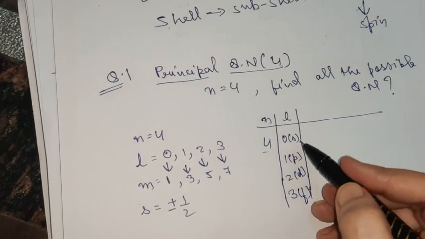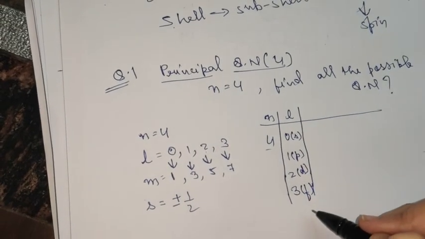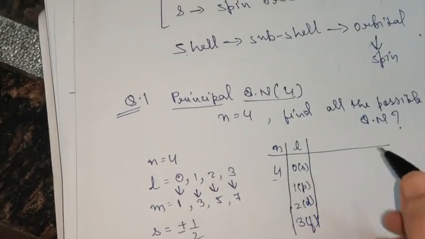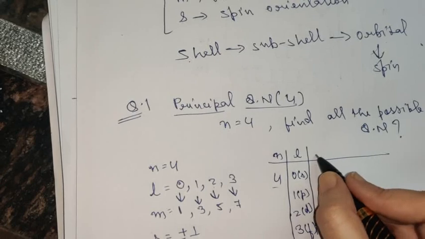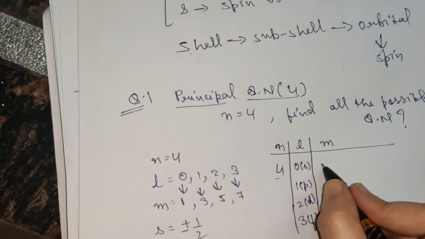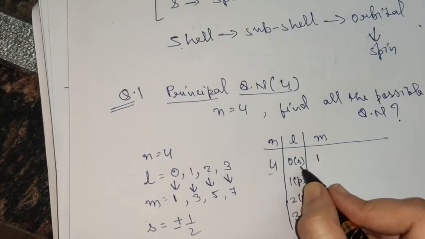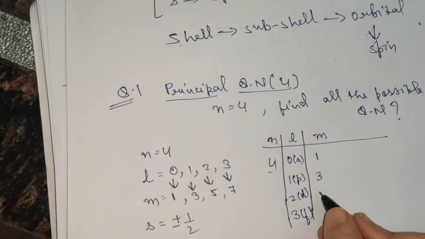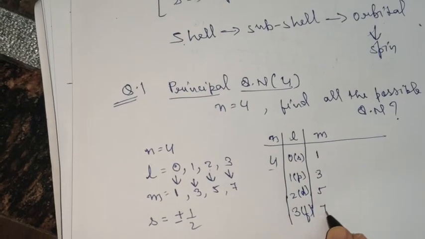So these are the S, P, D, F subshells that are possible when the value of n is 4. Then coming to the possible values of m. Value of m for l equals 0 is 1, that means S subshell has only one orbital, P subshell has 3 orbitals, D has 5, F has 7.